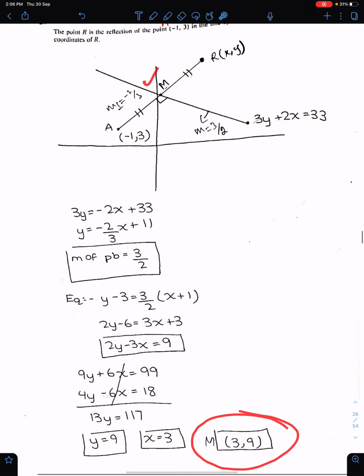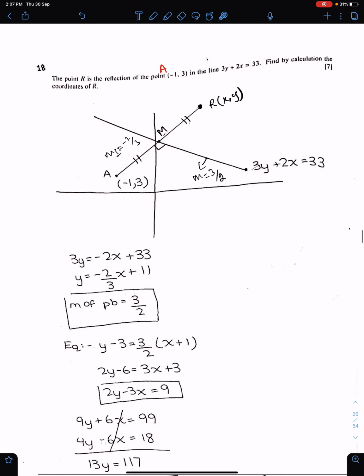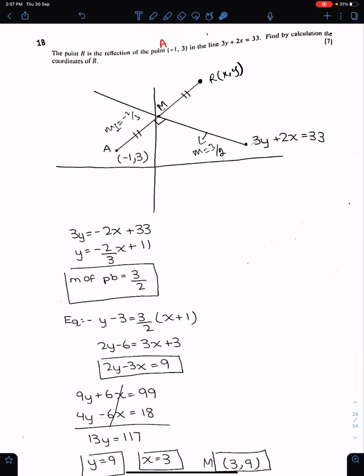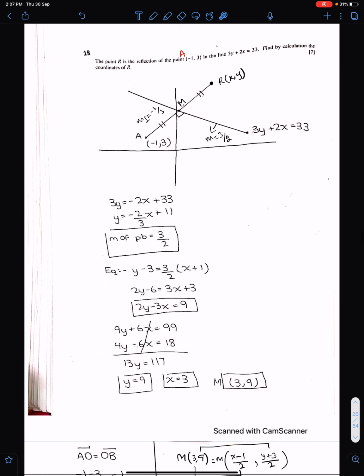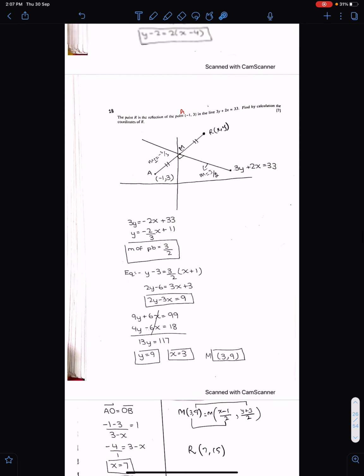Now, M is the midpoint of AR. So with the help of the midpoint formula, we can get the coordinates of R. See, 3, 9, and this is here. So remember one thing, that the distance of the object to the line of reflection is equal to the distance of the image to the line of reflection. This point is the midpoint and the line of reflection is the perpendicular bisector of this AR. You can take a screenshot of this solution if you want, because this question is important.